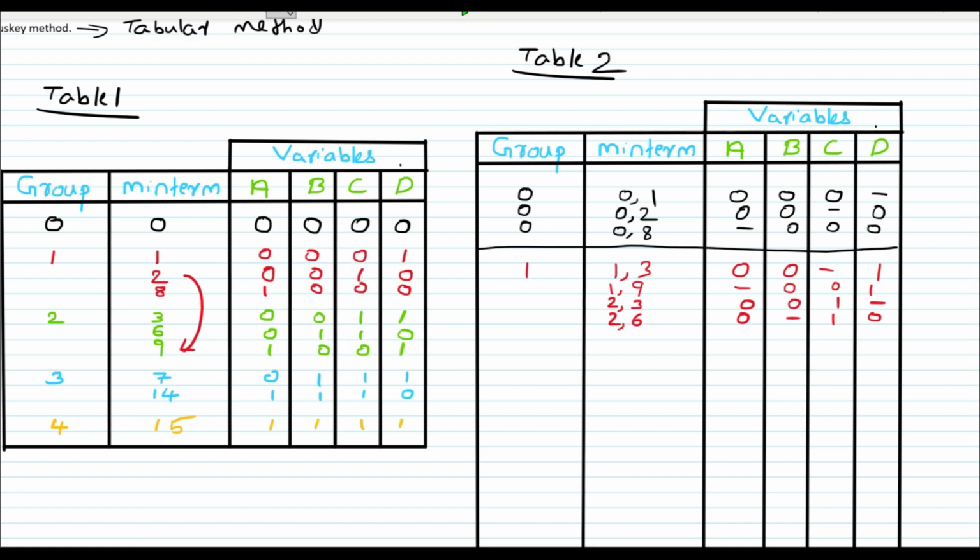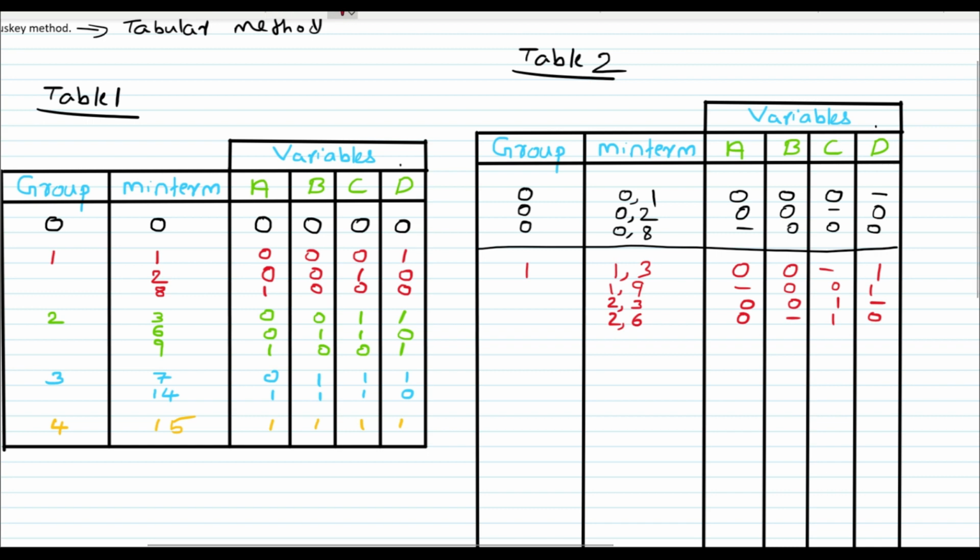Now we will move to the next min term of group 1, that is 8. We will first compare 8 with 3. If we compare 8 with 3, we cannot take it because A is different, C is different, and D is different. So next we will compare 8 with 6. Again we cannot take because more than one bit is different.